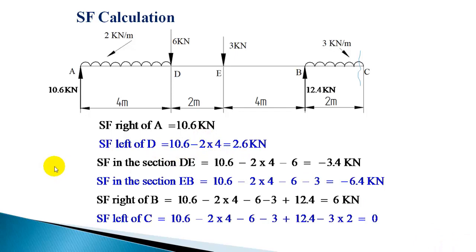But other points like this, if you take a section here and immediately say for the section D, there is a difference because point load is acting here. So there will be a difference for this section left of D and for the section D. Next, let us calculate the bending moment at salient points.